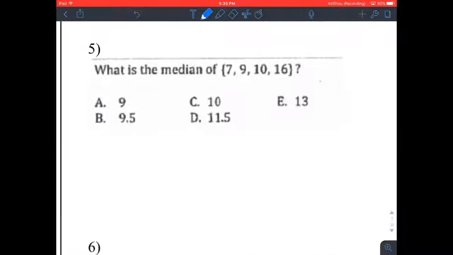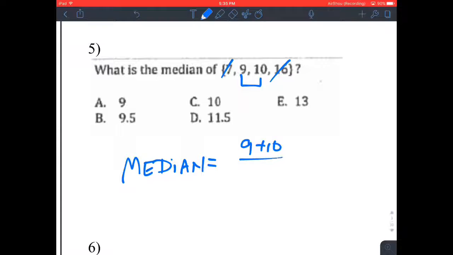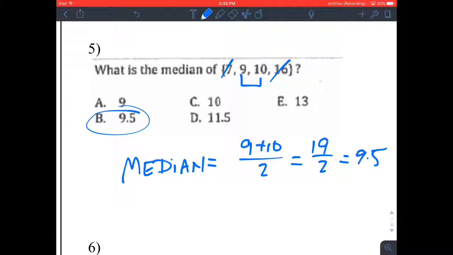Number 5 is a little bit different because there are two numbers in the center. To find the median, if there are two numbers in the center, you find their mean. So it's going to be 9 plus 10 divided by 2, which is 19 over 2, which is 9.5. If the median has no center, then you add the two center numbers together and divide by 2.